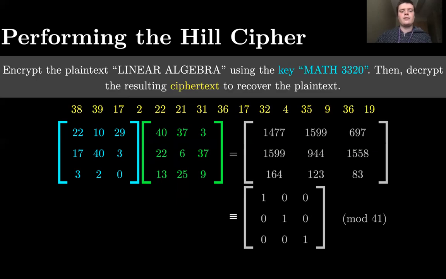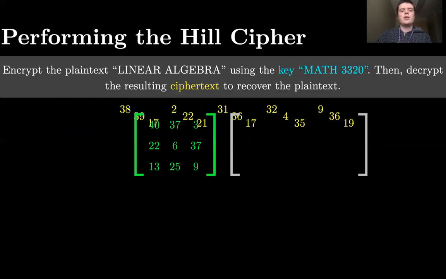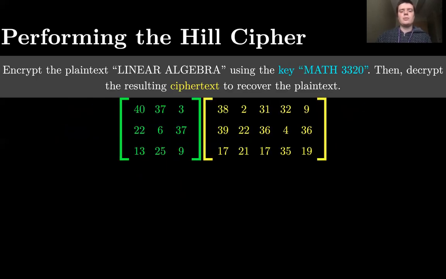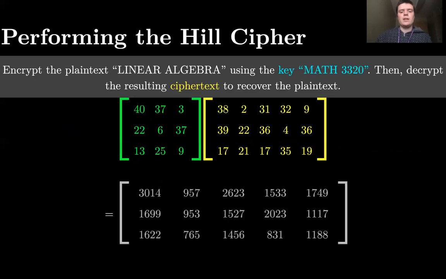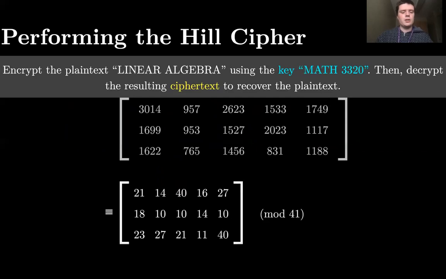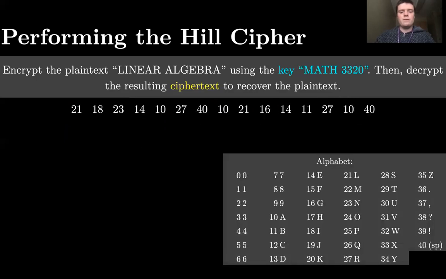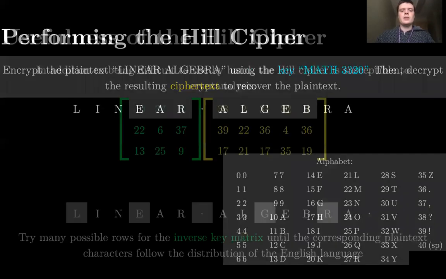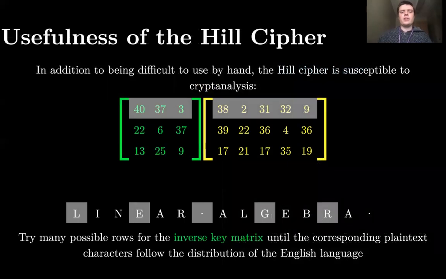So now that we have our inverse key, we multiply it by the ciphertext matrix, and we obtain this big matrix, which we then take mod of in order to recover our plaintext matrix. And just to make sure, the plaintext is "linear algebra" with a trailing space that we can ignore. So that's how you perform the Hill cipher.